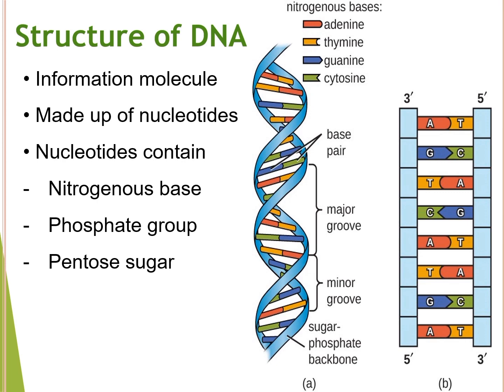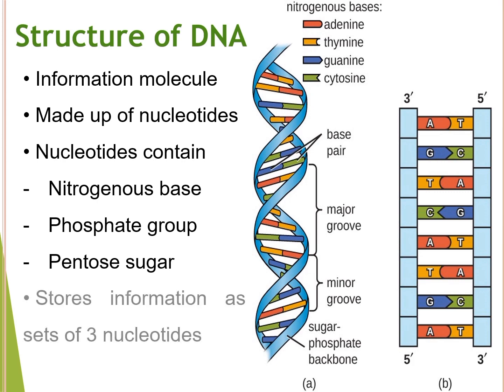When we talk about pentose sugar, a 5-carbon sugar called deoxyribose attaches to each base in DNA. Phosphate groups alternate with pentose sugars to form the backbone of a DNA strand. The bases project inward from the backbone chain. DNA and RNA store genetic information as sets of 3 nucleotides.